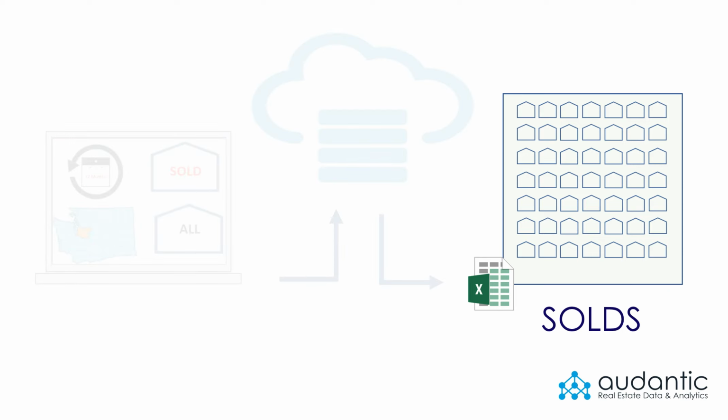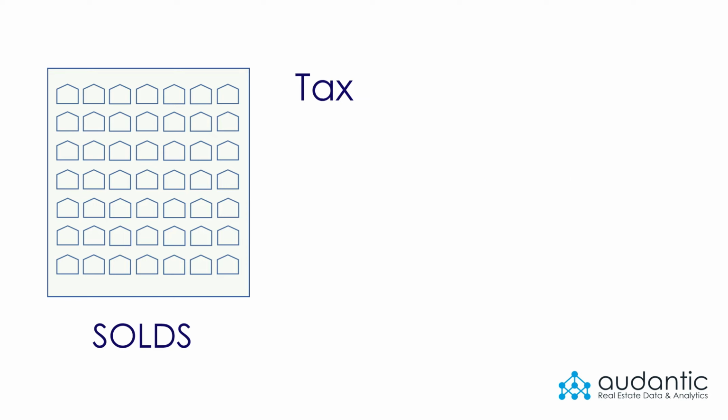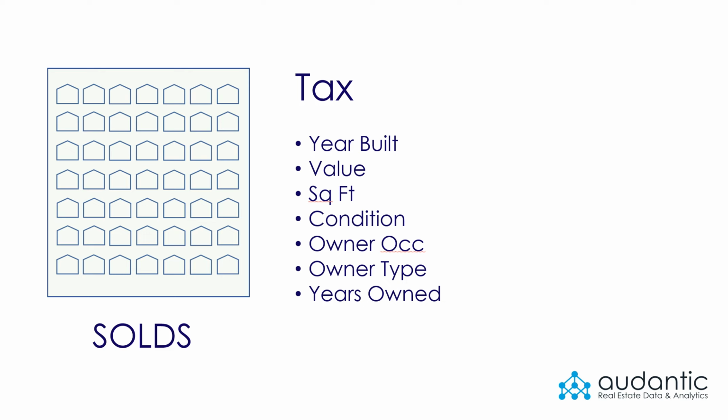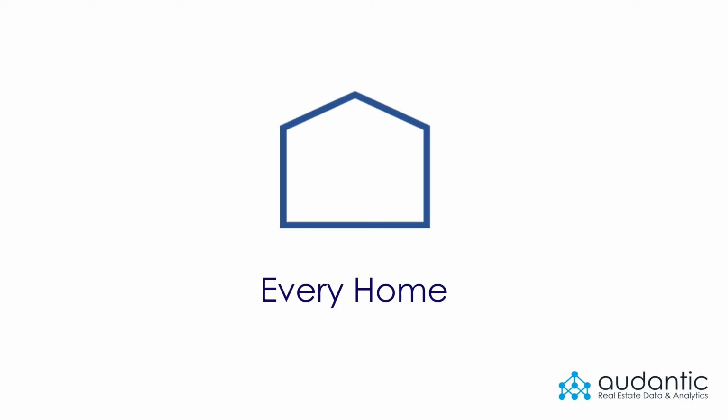So we get all of that stuff we asked for back 1 year in our geography. We have everything that sold and everything that didn't sell. And so what do we really have with that? Well, initially, we have tax data, right? So we have things like your built value, square footage, condition, all of those kinds of things for all the properties that sold, of course. And we have the recorder's information as well, which is things like the sales history and the mortgage history, deed types, chains of title, prior flips, all of that kind of thing, right? That's what we end up with.